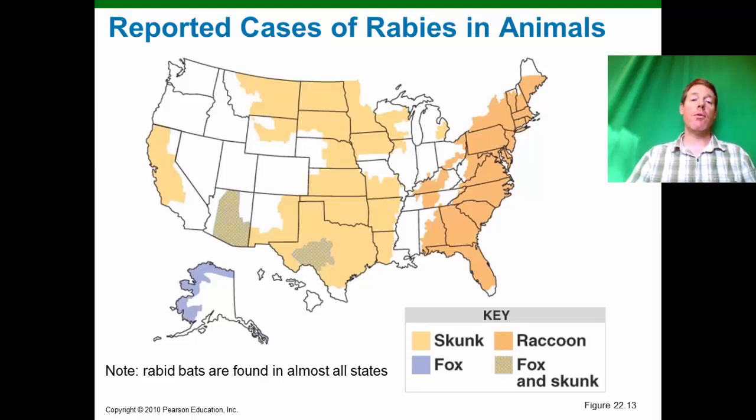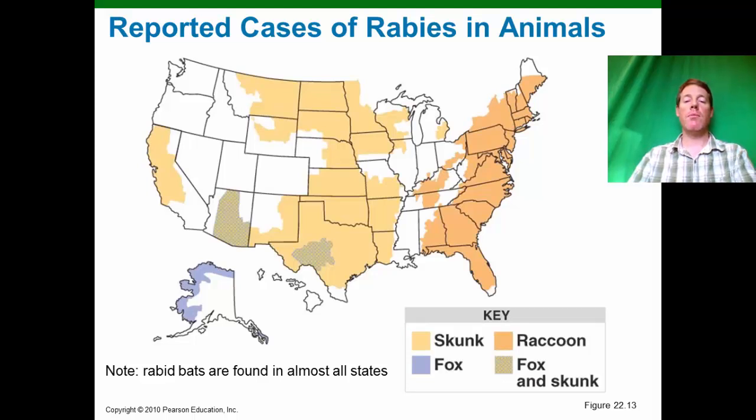This graph shows the reported cases of rabies in animals throughout the USA. Note, rabid bats are found in almost all states, so they're not color-coded here. Rabid bats are fairly common throughout the United States. And then other animals are shown here. In the far east of the U.S., raccoons are more commonly reported carrying rabies. In the central U.S., it's more commonly skunks. And then there are a few areas where foxes are also important carriers.